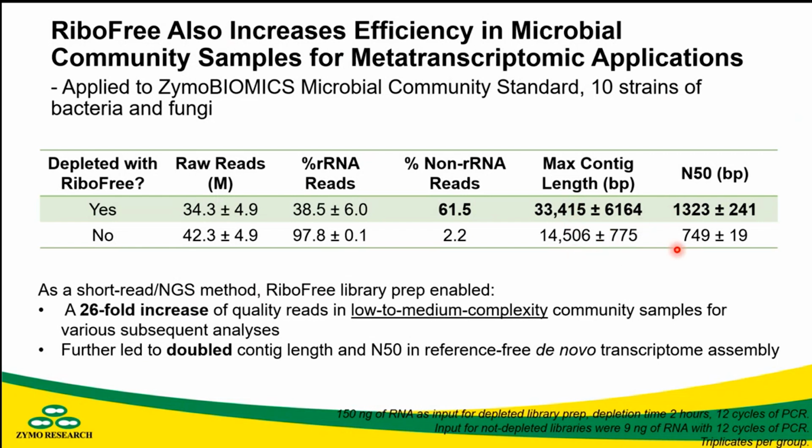And this doubling increase, or the increased efficiency, also got reflected in N50, where simply put, the larger the value, the better the data quality. So to briefly summarize, with community samples of low to medium complexity, ribofree technology improved efficiency with a double-digit fold increase on the quality reads. And even if you apply the data to very challenging analyses, thinking these are short read data, we're still able to improve a lot on the contig length that one can get through de novo assembly.